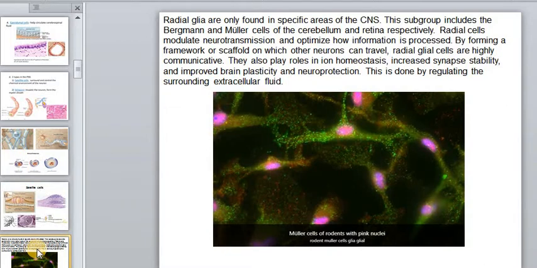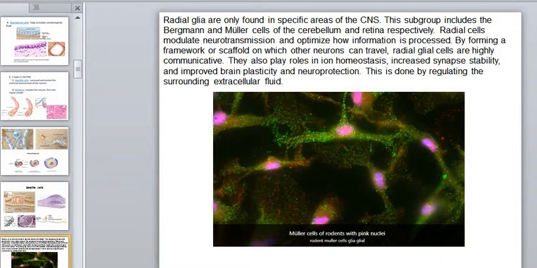These are recent scientific discoveries. Radial glia. This type of glia we have known for a long time, and only now found in specific areas of the central nervous system. This subgroup includes the Bergmann and Müller cells of the cerebellum and retina in the eye. Radial cells modulate neurotransmission and optimize how information is processed.